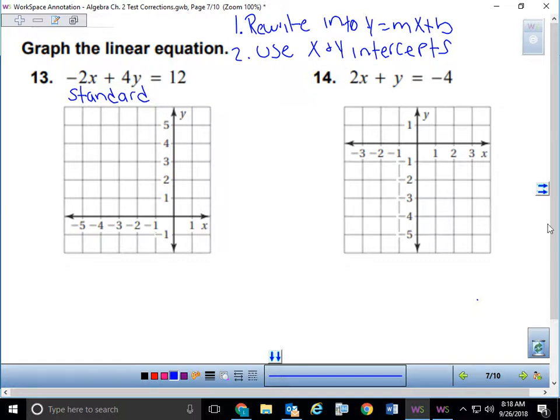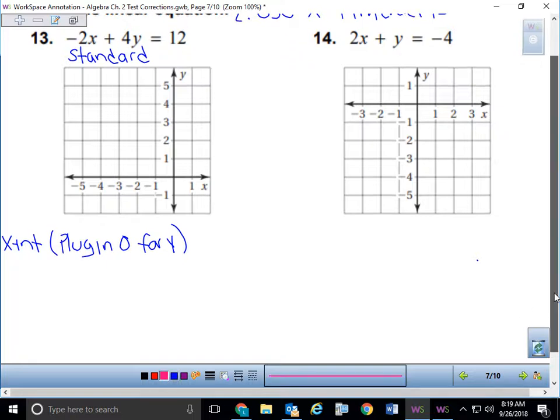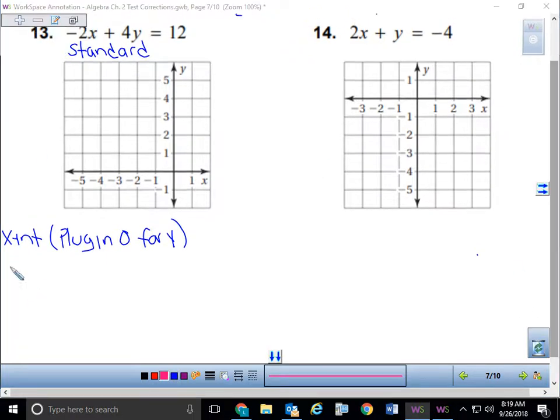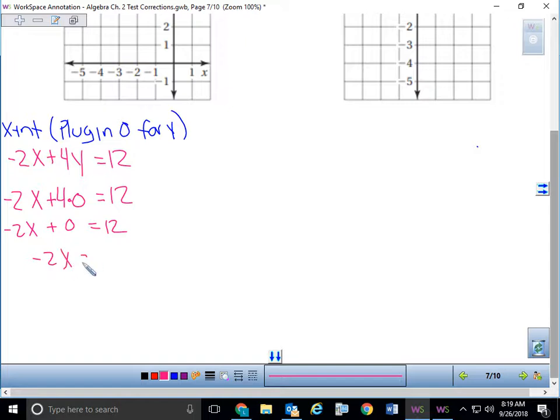So I'm actually going to do that on 13 here. To find my intercepts, so my x-intercept means plug in 0 for y. Finding my y-intercept is plugging in 0 for x, which I'll write down in just a minute. So let's just find the x-intercept. Starting with my equation, I have negative 2x plus 4y equals 12. Finding the x, I'm going to plug in 0 for y, so I have negative 2x plus 4 times 0 equals 12. Anything times 0 is 0. This really kind of goes away. Negative 2x plus 0 equals 12. Gives me negative 2x equals 12.